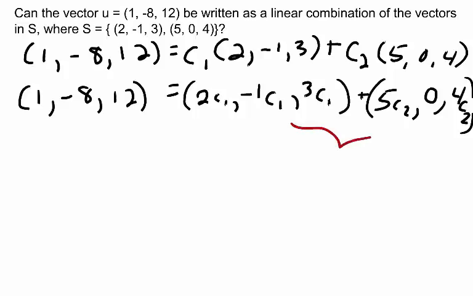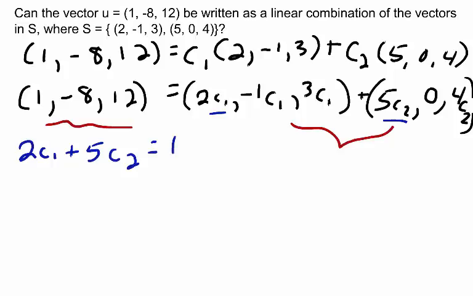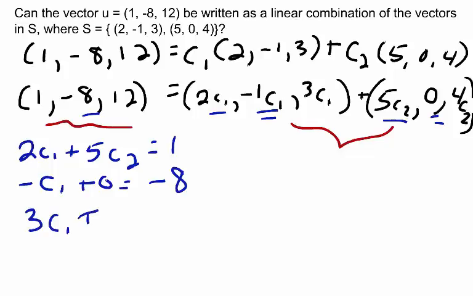Now, we use vector addition, and we set each sum equal to the corresponding entry in vector u. So in other words, we have 2c sub 1 plus 5c sub 2 is equal to 1. Then we have negative c sub 1 plus 0 equal to negative 8. Then we have 3c sub 1 plus 4c sub 2 equal to 12.